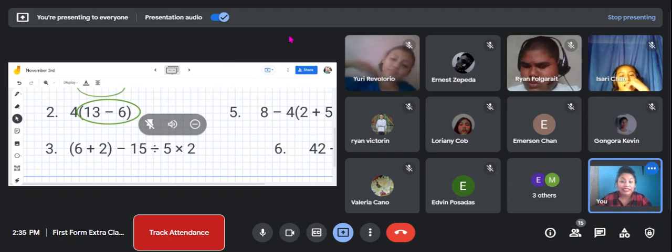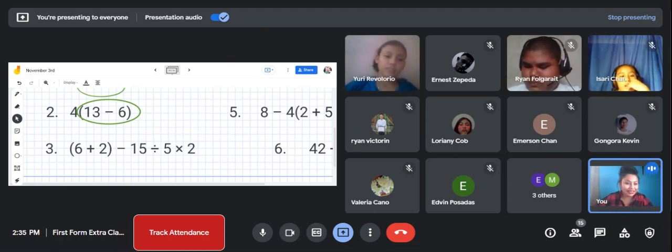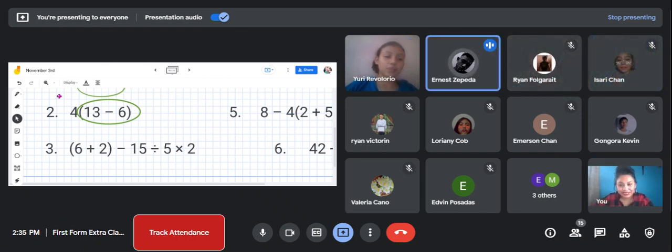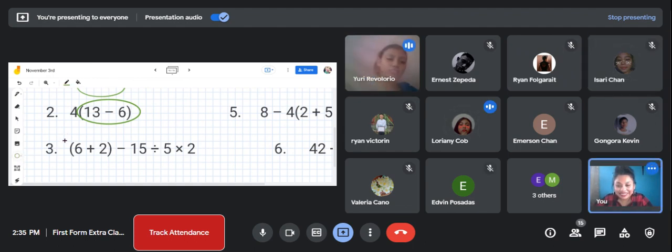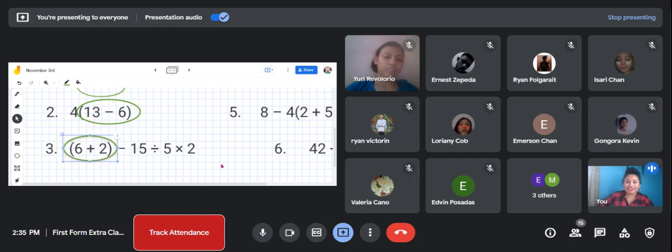Number 3. That question has everything in it. So what are we gonna be doing first? Parenthesis always, miss. 6 plus 2, parentheses, miss. You circle the parenthesis right there. Very good.